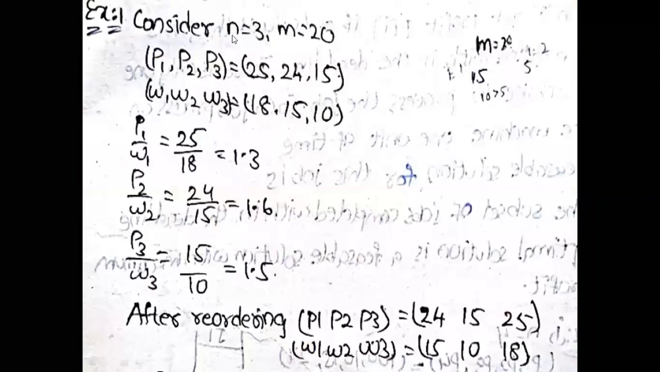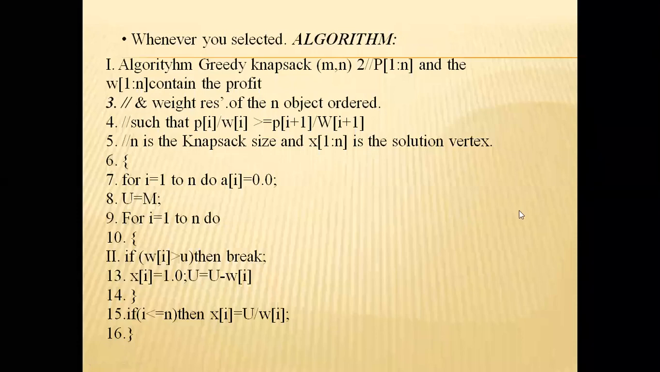The same algorithm is implemented using the same example. Consider n equal to 3, m equal to 10, profits, calculate the P of I by W of I value. It is 1.3, 1.6, 1.5. Reorder the objects: 24, 15, 10. So first, x1 equal to 0, x2 equal to 0, x3 equal to 0. That is in our algorithm.